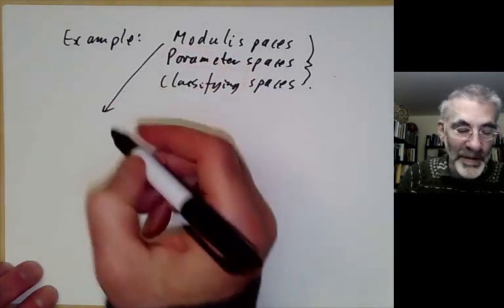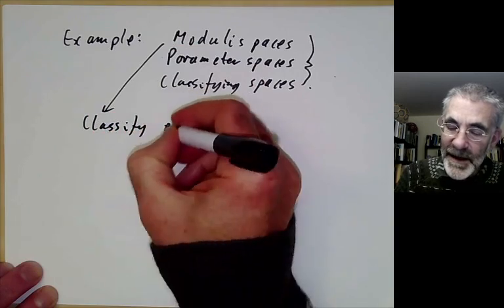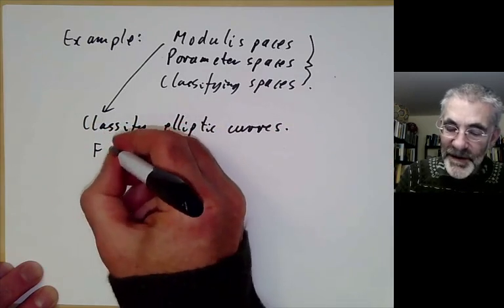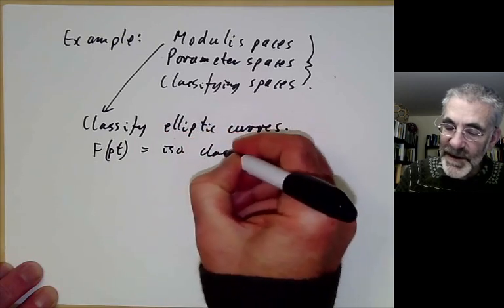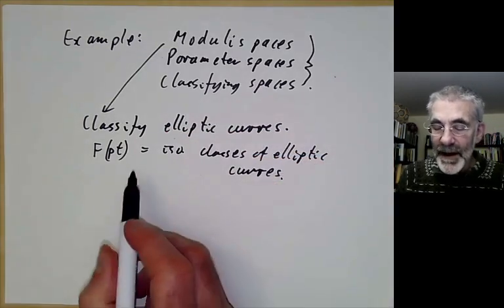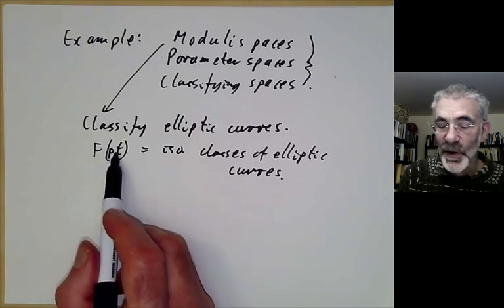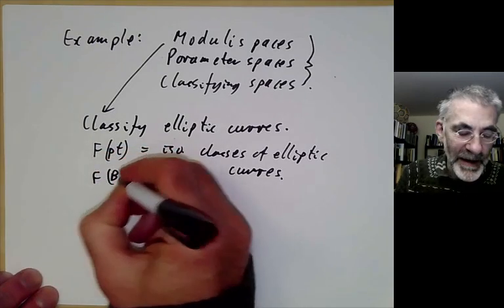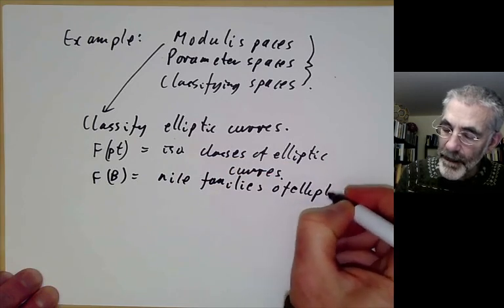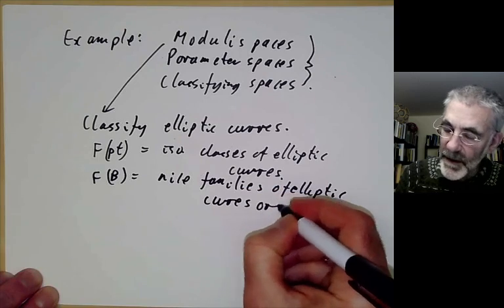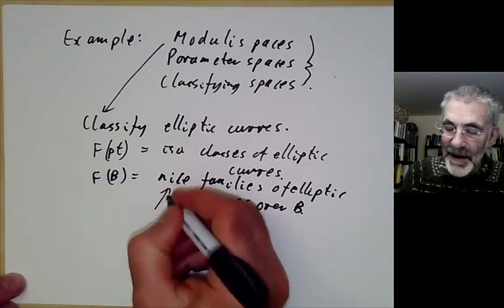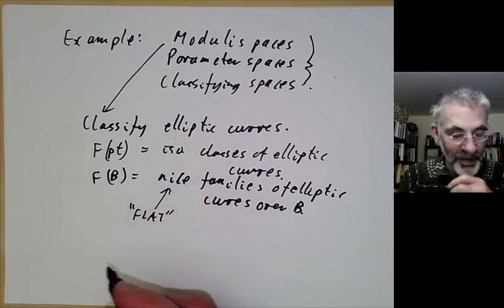So for example, if we want a moduli space, we might want to classify, say, elliptic curves. So how do we do this? Well, we have a functor. We want a functor such that F of a point is going to be isomorphism classes of elliptic curves. And that doesn't really define the functor. That just says what the functor is on points. More generally, we want F of B to be nice families of elliptic curves over B. And you need to spend a fair amount of time saying exactly what you mean by elliptic curve over a scheme and what you mean by nice. As I said before, this involves the word flat at some point.